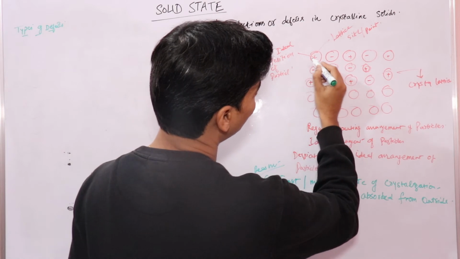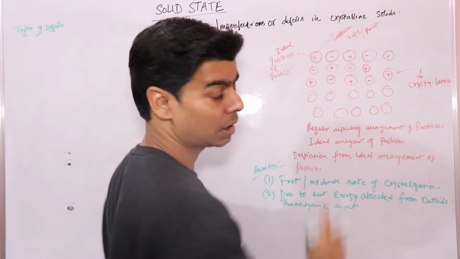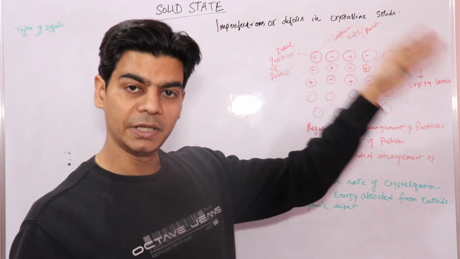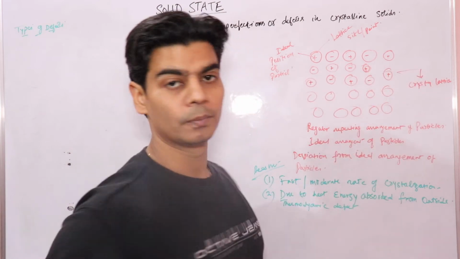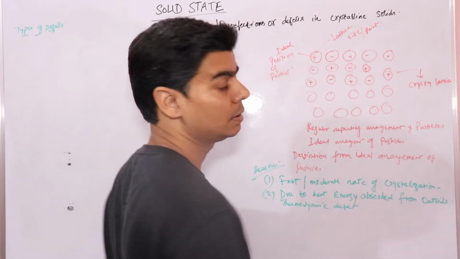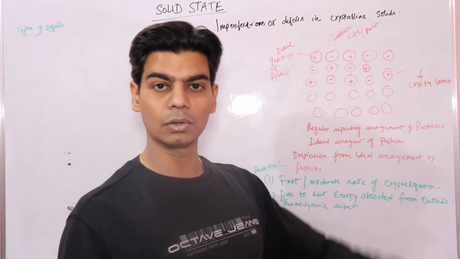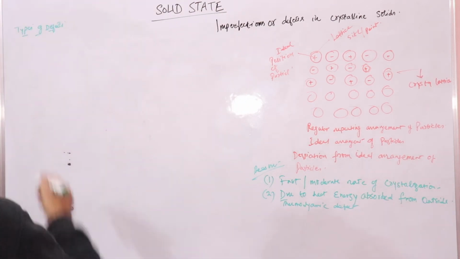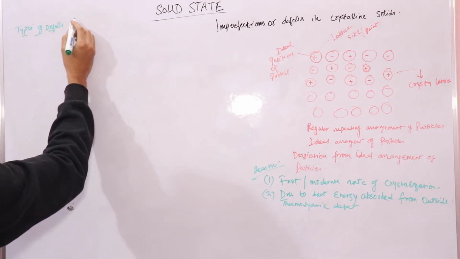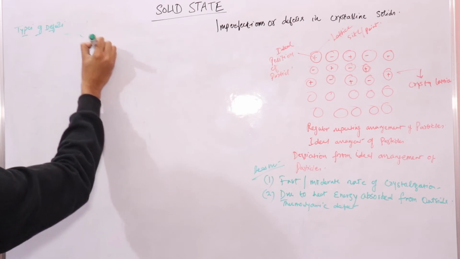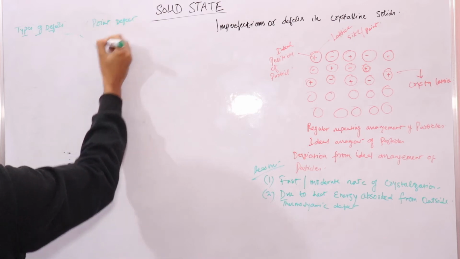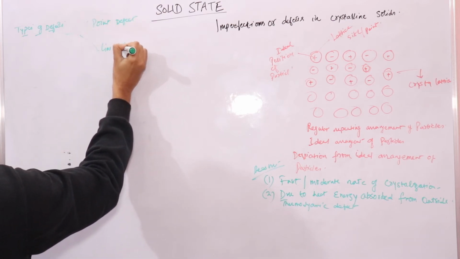And suppose this is an entire row of particles. If the defect is in the complete row, we call it a line defect. Since this is a row, a line, when the defect is in the entire line or row, we call it a line defect. So defects are of two types. The first is the point defect. Second is the line defect.